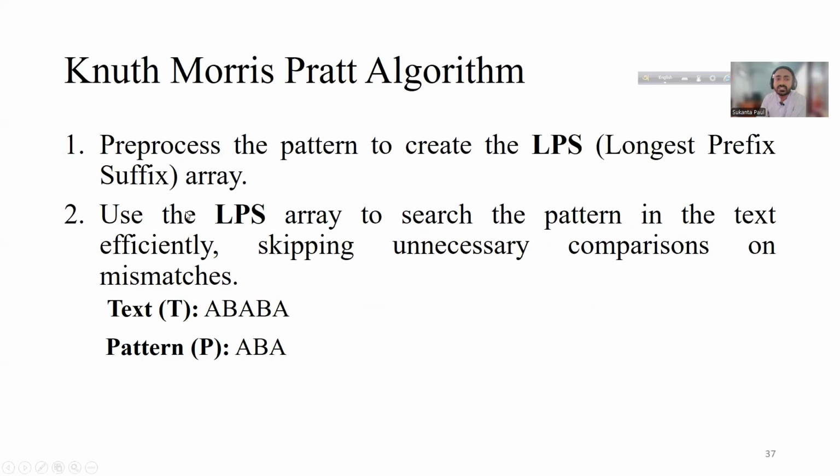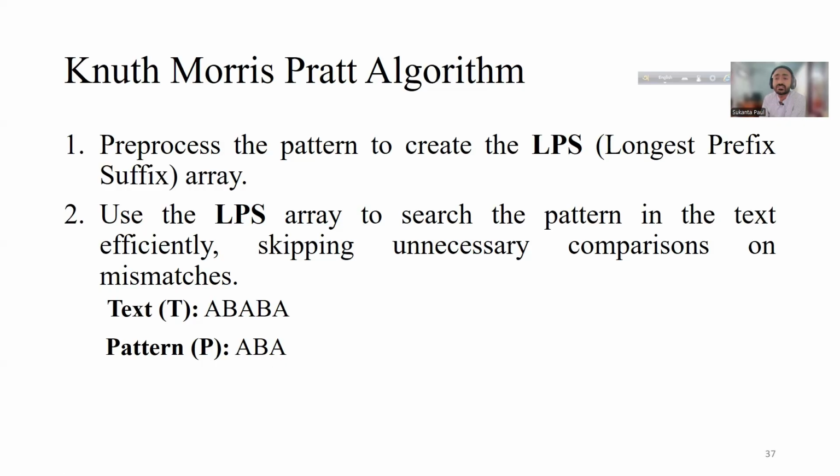Okay, now go to the algorithm. There are actually two steps in the algorithm. First, we have to create a longest prefix suffix array, the LPS array, by pre-processing the pattern. After pre-processing the pattern, we will use the LPS array to search the pattern in the text efficiently, and it will skip unnecessary comparisons on mismatches. Suppose the given text is ABABA and the pattern is ABA.